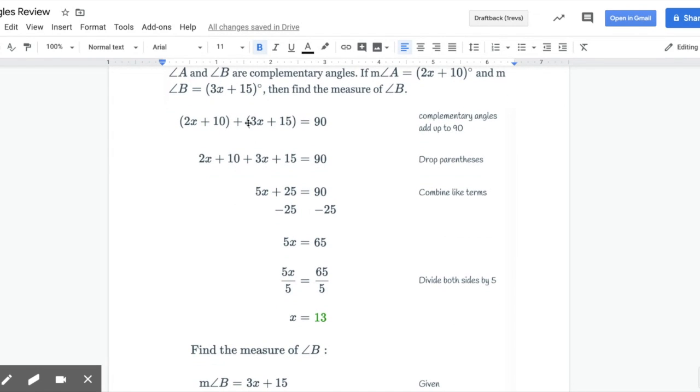So now I've dropped the parentheses in the second step, and as you can see, it says it right here. And then I combine like terms. So again, in order to combine like terms, you need to have the same variable and the same exponent. So we have 2x and 3x, which have the same variable. So 2 plus 3 equals 5x, and 10 plus 15 gives me 25. So my new equation is 5x plus 25 equals 90.